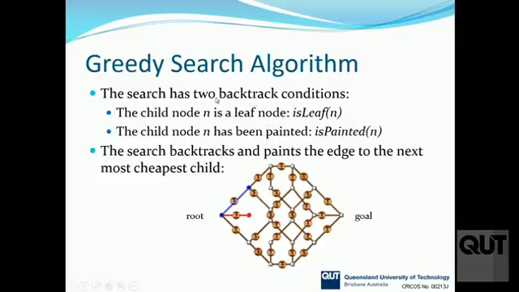We're also looking for certain conditions in the search. So the search has two backtrack conditions. The first one is that the child node n is a leaf node. That is the case here. We've got a leaf node, or basically a dead end. The second is that the child node n has been painted already. So that would be, for example, if we took another pathway and we came back and we found that this node had already been painted blue or red. Then we need to do a backtrack. So under these two conditions, the search will then backtrack and paint the edge to the next cheapest child node.